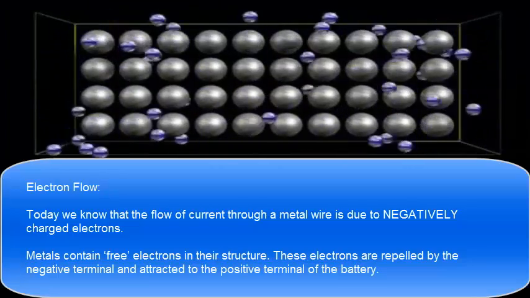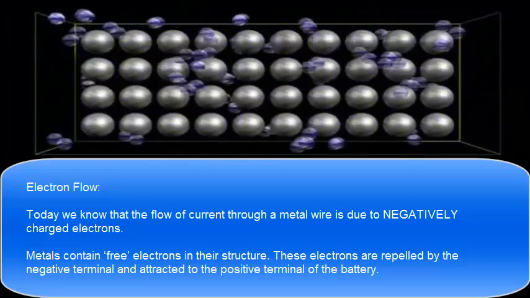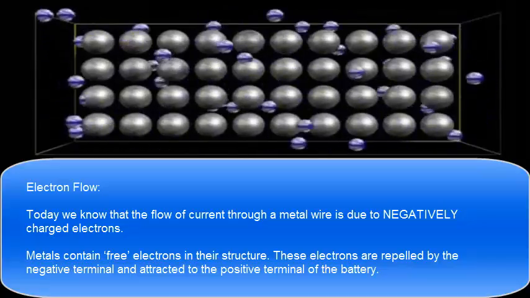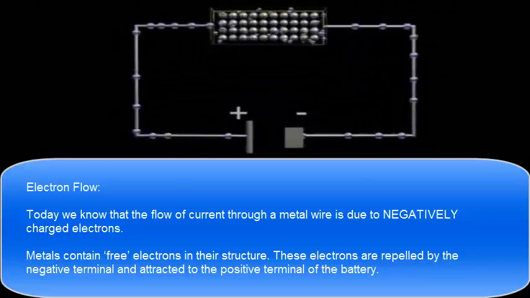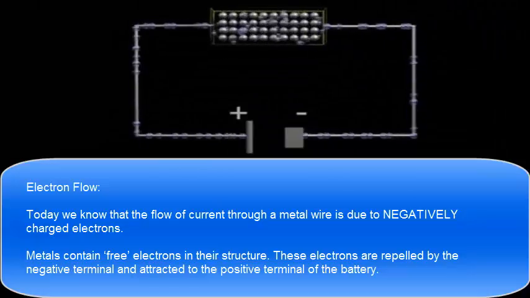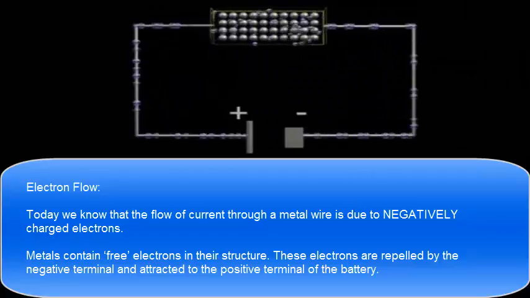Electron flow. Today, we know that the flow of current through a metal wire is due to negatively charged electrons. Metals contain free electrons in their structure. These electrons are repelled by the negative terminal and attracted to the positive terminal of the battery.